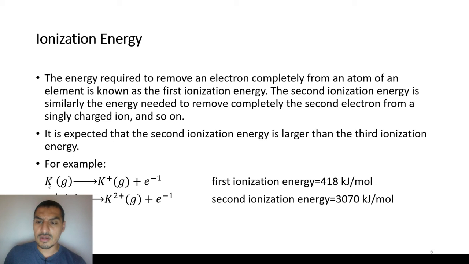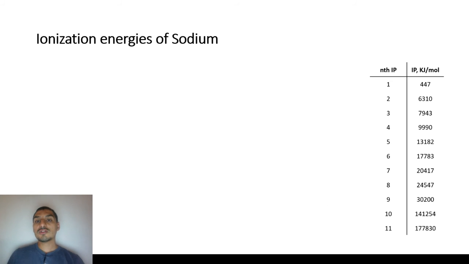If you calculate the first ionization energy for a potassium atom, it's going to be 418. The second ionization energy is going to be 3070 kilojoules per mole, which is about 9 times the first ionization energy. And this is something that is very predictable. So for instance, let's talk about sodium as an example, and then we will see how the ionization energy helped us understand the electrons filling the energy levels.